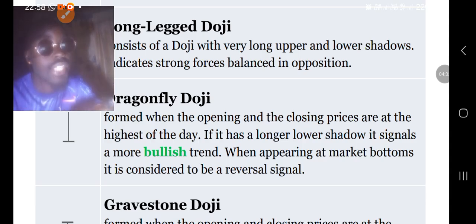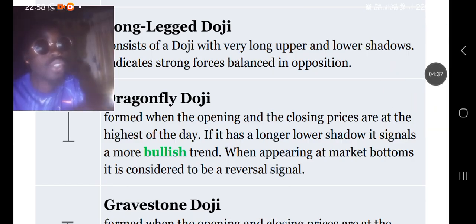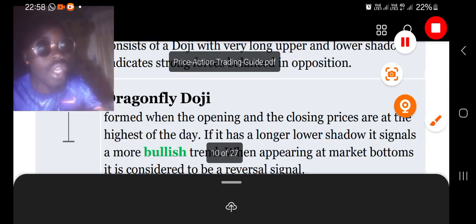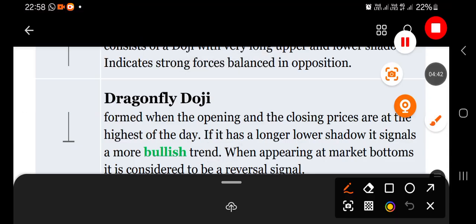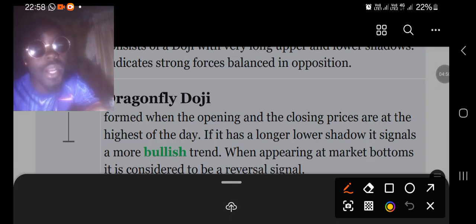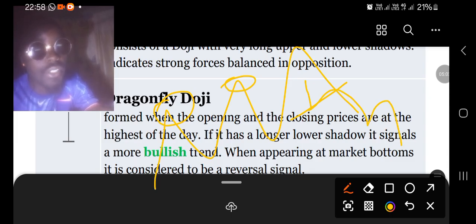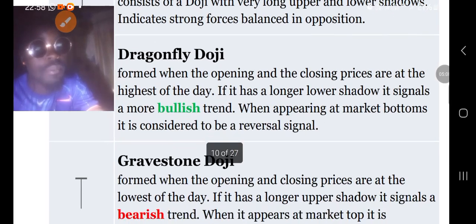The dragonfly doji most of the time happens at the top of ranges, because we have already talked about trend lines and understood how market structure goes. It depends on where the market is. For example, if the market is moving like this, this dragonfly doji candle is formed here at the top. It forms a reversal, meaning that this market will continue down. That is how it goes, guys. This is Mr. Risk every time.